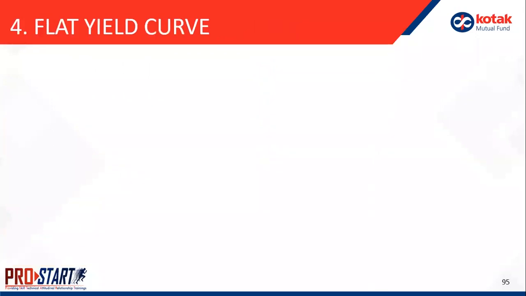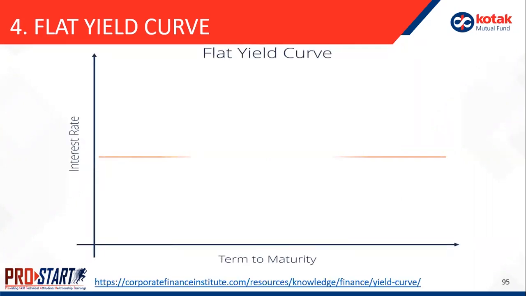So coming to yield curve number 4, which is the flat yield curve. The graph is coming in front of you right now. If you see this graph, as the name indicates, it's a completely flat curve. It means that the interest rate does not change with the term to maturity. There is no impact on the interest rate as the term to maturity increases. Hence the name, flat yield curve. A few more points around it.